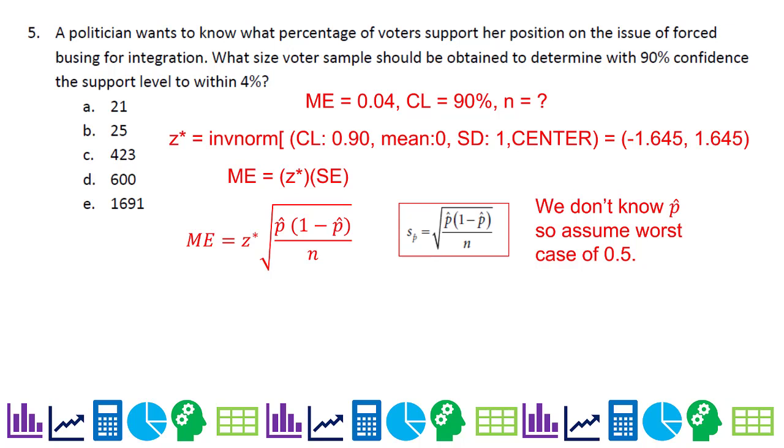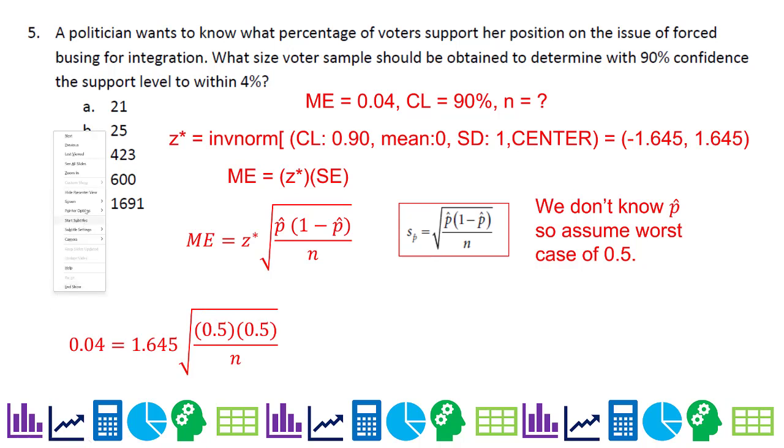In your notes, I went through an example. If you don't know p hat, 0.5 does give you the worst case scenario. You can look at it and see that that's the maximum margin of error. So we want to make sure that we're not underestimating the margin of error. We want the margin of error to be good and that our sample size gives us at least as tight as that. Okay. So we substitute in the 0.5 and the 0.5 because 1 minus 0.5 is 0.5.